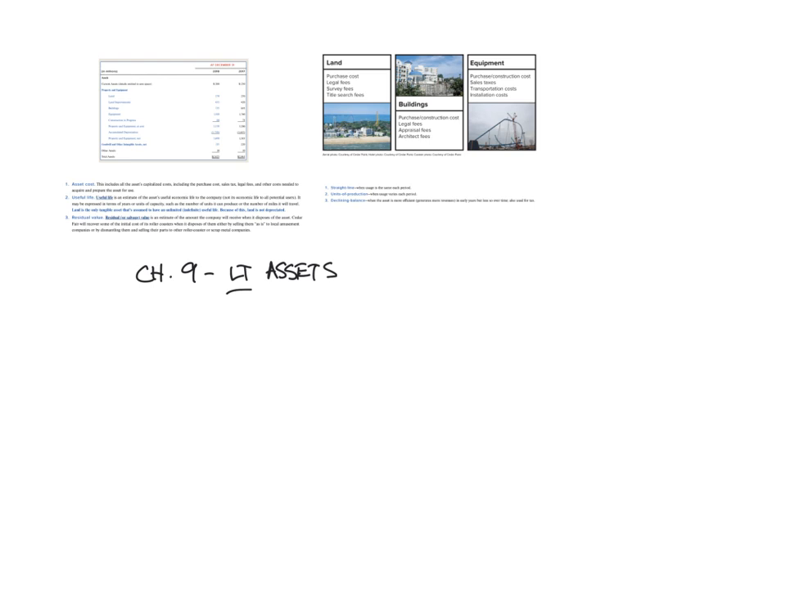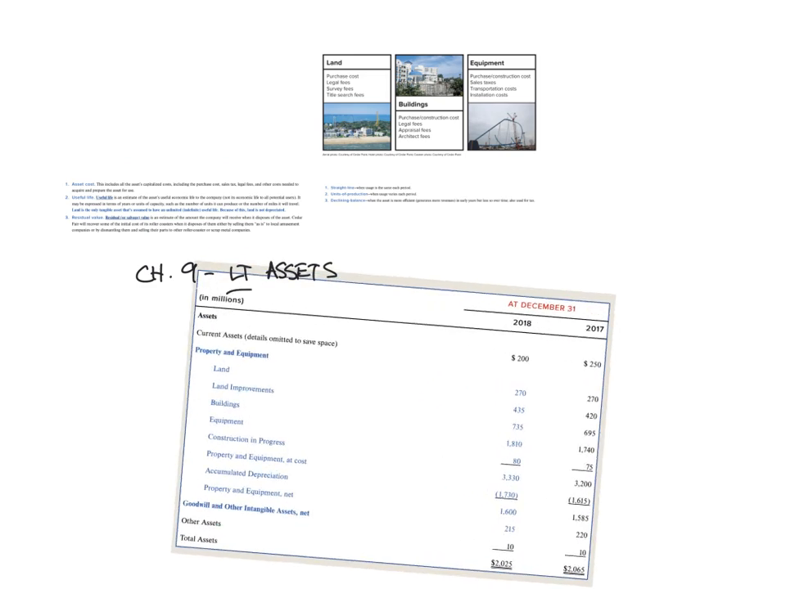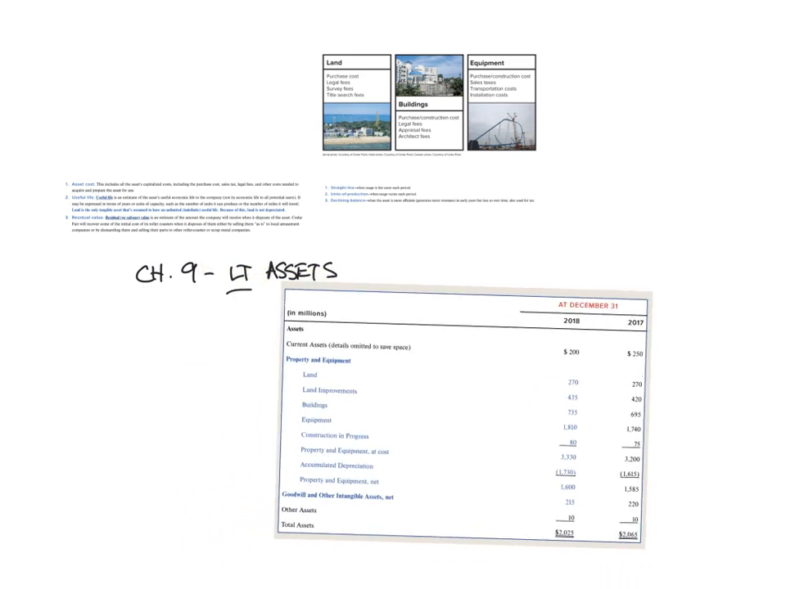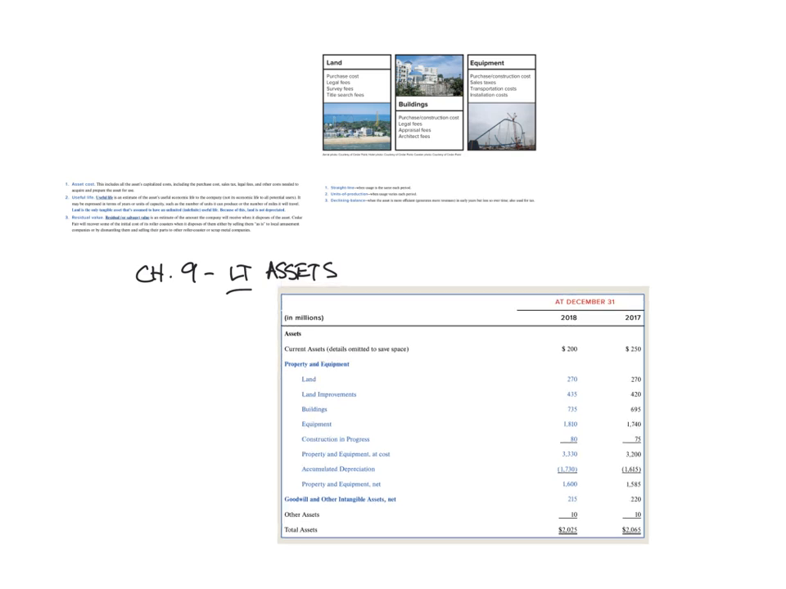These assets, like any other asset, show up on the balance sheet, but they're not listed under current assets. Instead, they have their own category of non-current assets. So after we've got current assets here, non-current assets would then start to show. And one of the first non-current assets that you'll see is property, plant, and equipment.